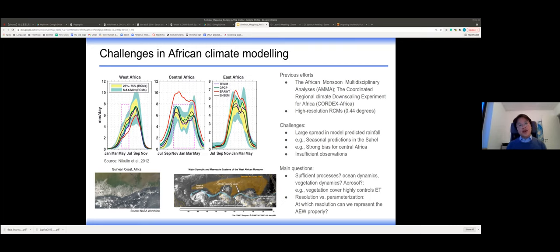But that doesn't mean that our models don't work. They still do a lot of good stuff in some circumstances. To improve the models, we still have several directions, related to some research questions: whether the model already includes sufficient processes, whether we need to include ocean dynamics or vegetation dynamics on the land surface, or land use, and also aerosols, because aerosol is also a very important part. It is still at an early stage of development in the modeling world.